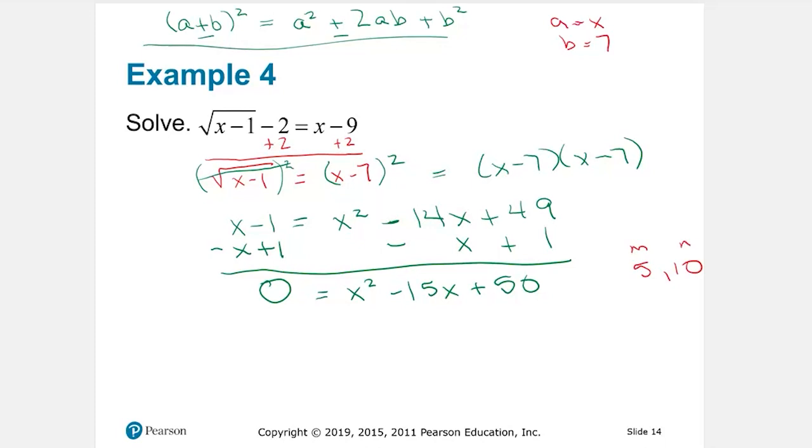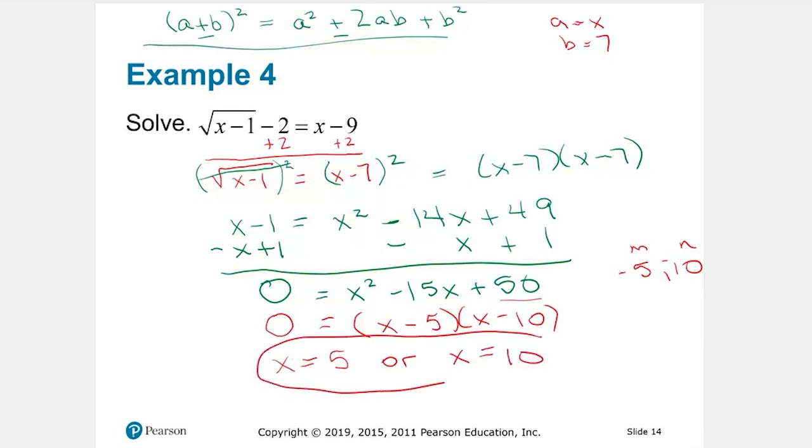I'll call this M and N since I've been using those letters. And since it's positive in the last, that would work. But if I add those, I'm going to get a positive number. I need a negative. So I'm going to make these both negative. So I get 0 equals, and when I factor it, I get (x minus 5) times (x minus 10). And then I solve. So either x equals 5, I think you know how to do this, or x equals 10. So now here are my two solutions.